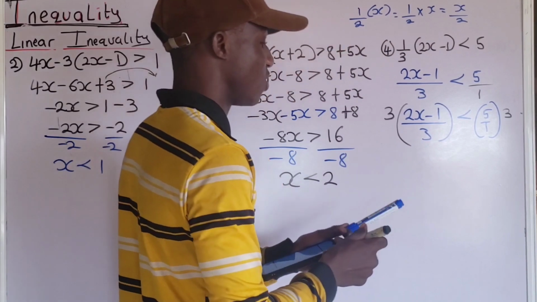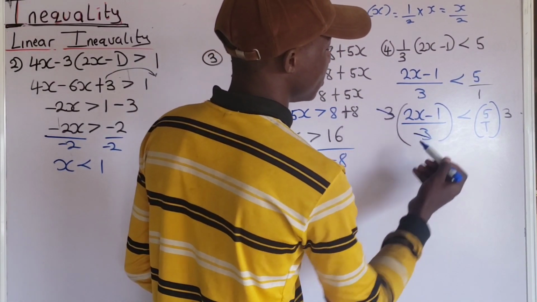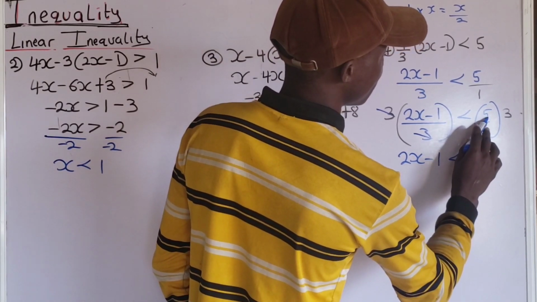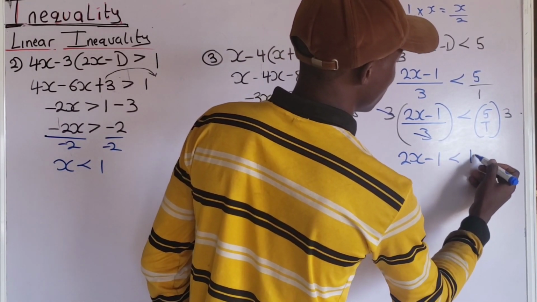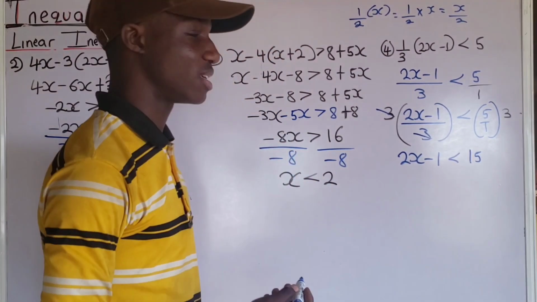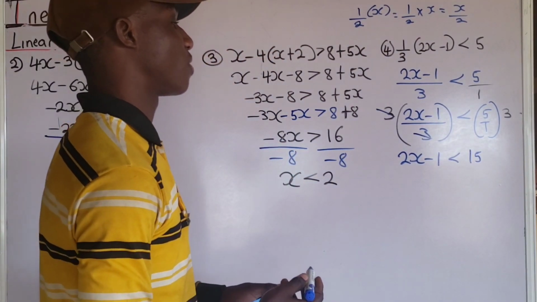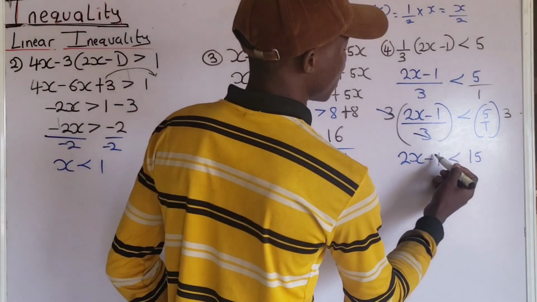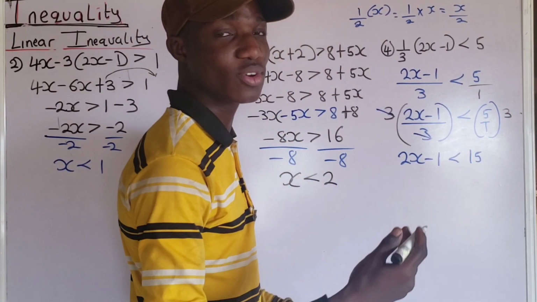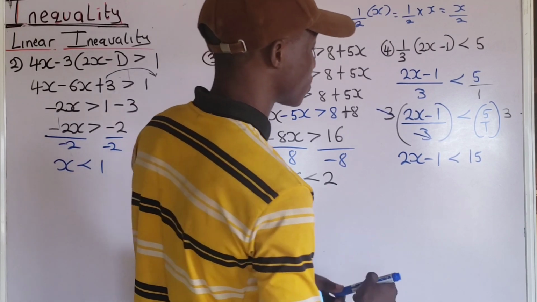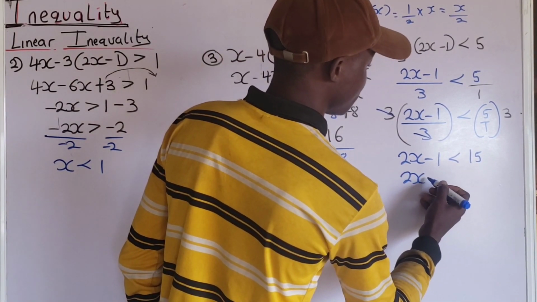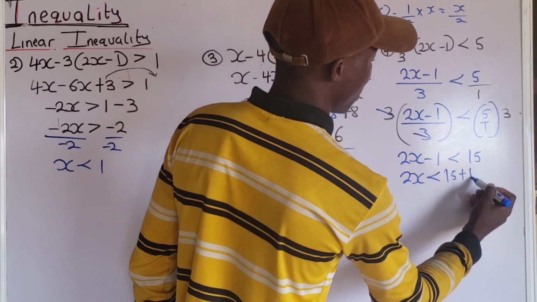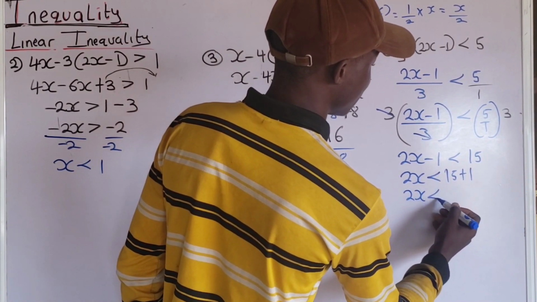Do you understand? Okay, so this 3 will cancel this 3. You understand? So I'm left with what? 2x minus 1 is less than 5 multiplied by 3. That is 15. So 2x minus 1 is less than 15. Now, from this point, we can collect like terms. Okay, so if I want to collect like terms, I'm going to transfer this negative 1 to the right hand side of the inequality. You understand? So I'm going to have 2x. Are you paying attention? 2x is less than 15 plus 1. 2x is less than 16.